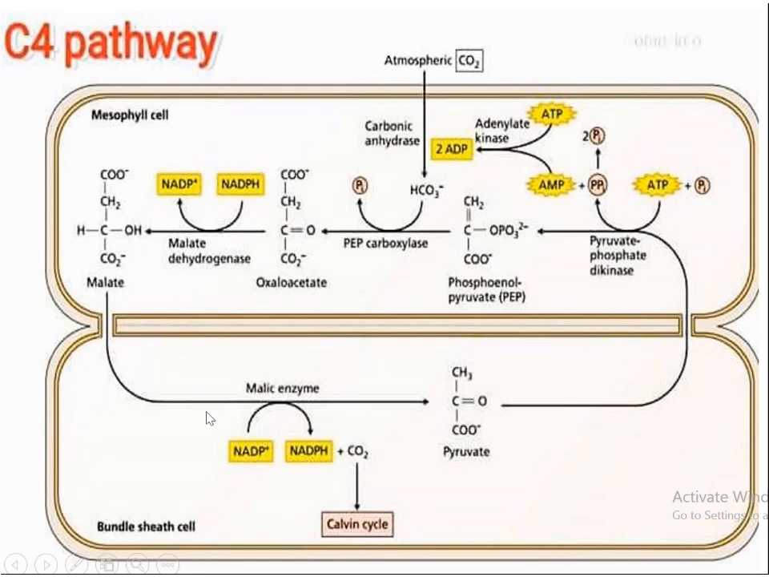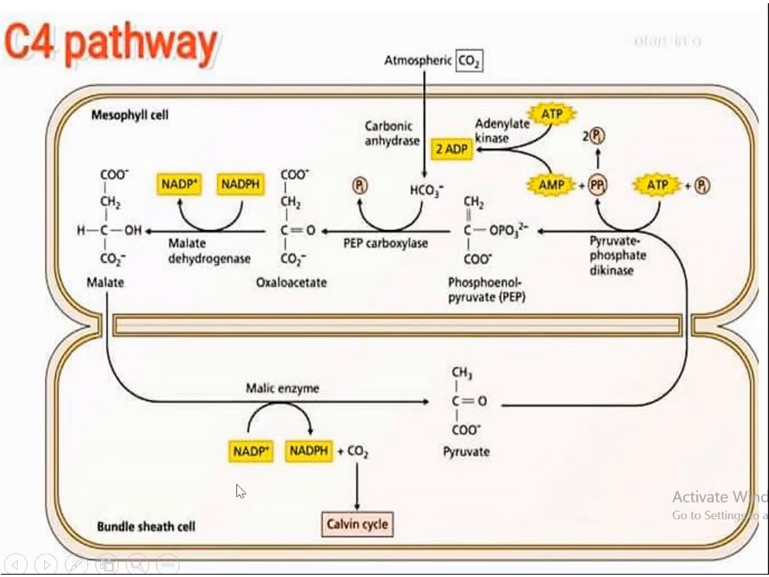Then the second part of the C4 pathway starts here, in the chloroplast of the bundle sheath cell. The 4-carbon malic acid, or malate, then undergoes decarboxylation in the presence of the decarboxylase enzyme and NADP to form carbon dioxide. Here the NADP turns into NADPH. So that means NADP is reduced to NADPH in this phase.